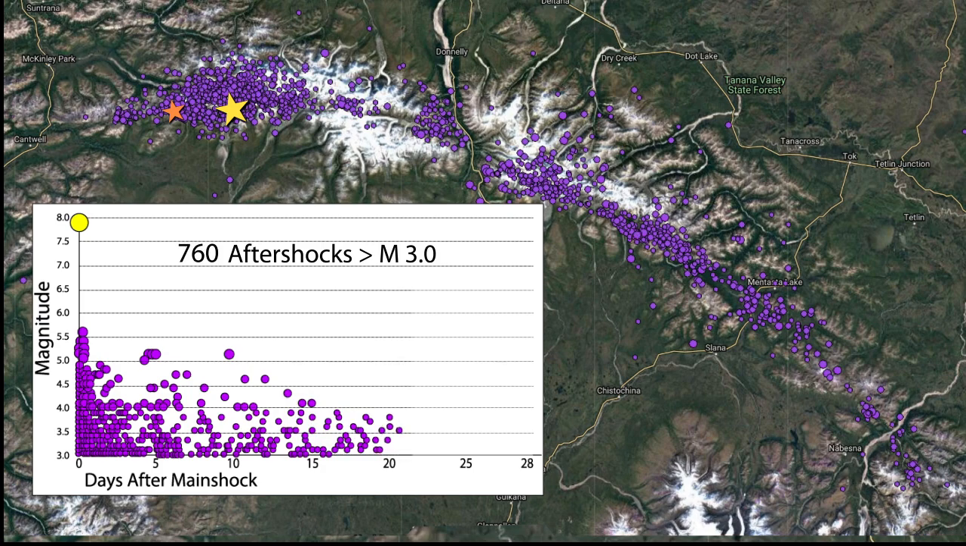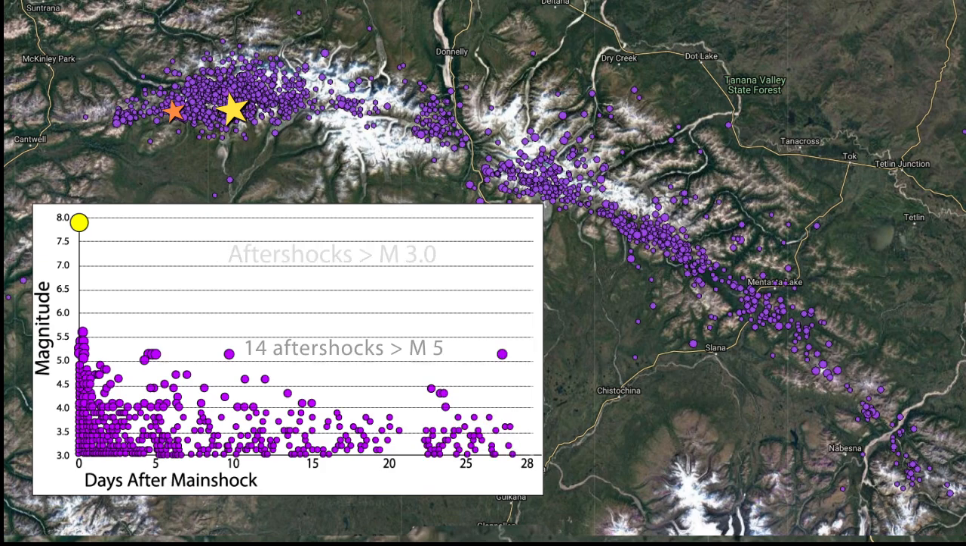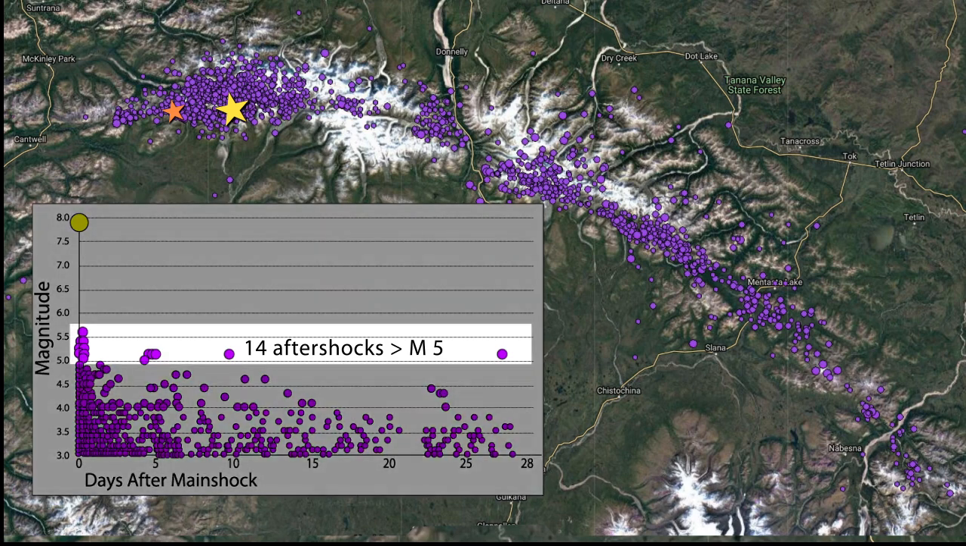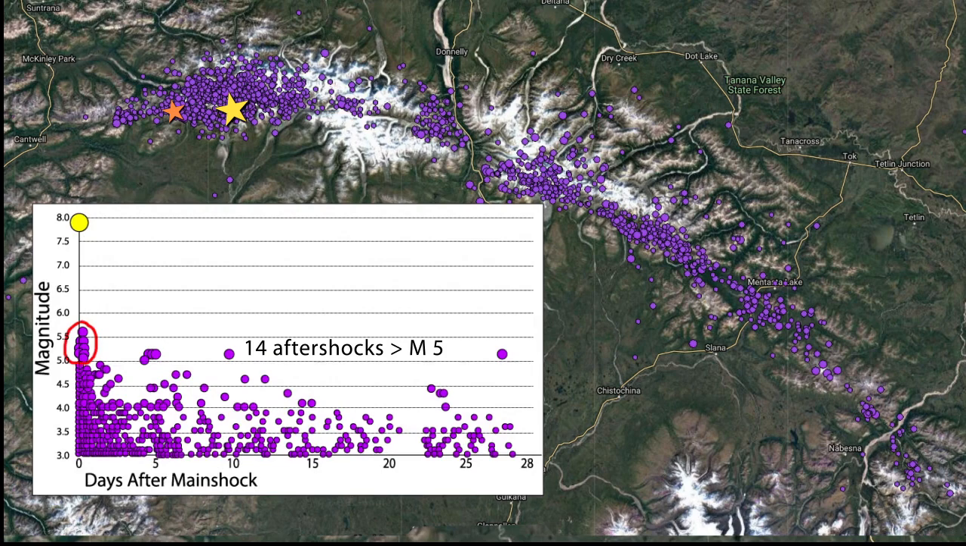The entire earthquake sequence reduced a large amount of shear stress that had built on the Denali Fault over the preceding decades and centuries. 14 aftershocks had magnitudes greater than 5, and the largest occurred 10 minutes after the main shock with a magnitude of 5.6. In general, larger aftershocks are concentrated in the hours to days following the main shock.